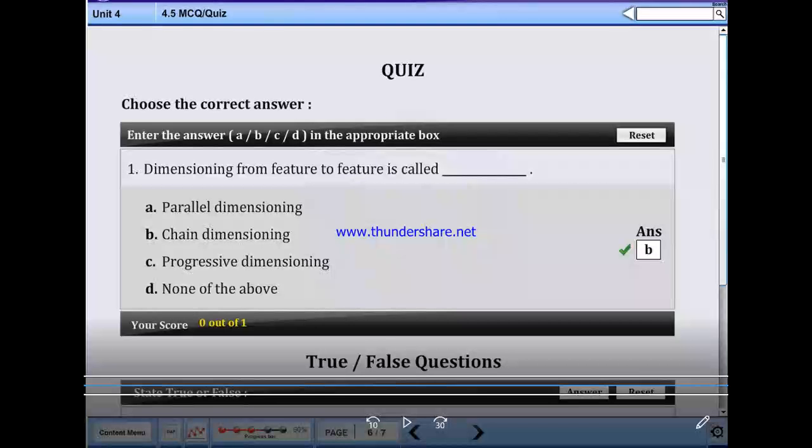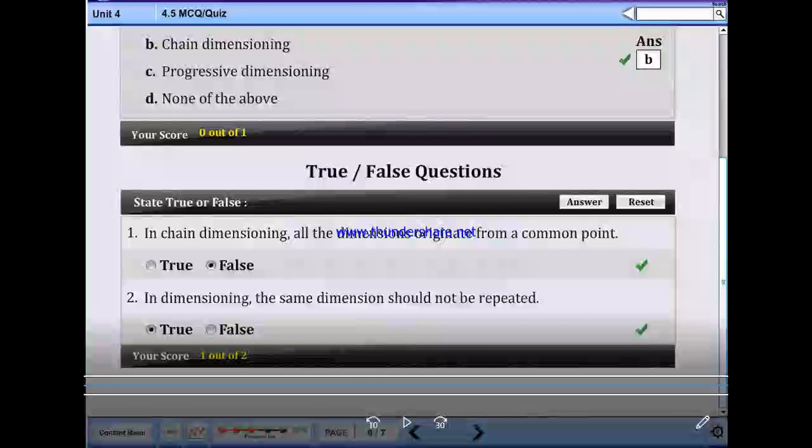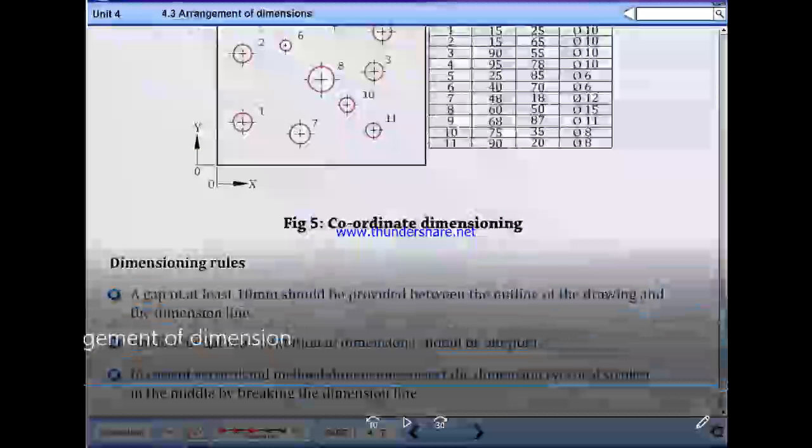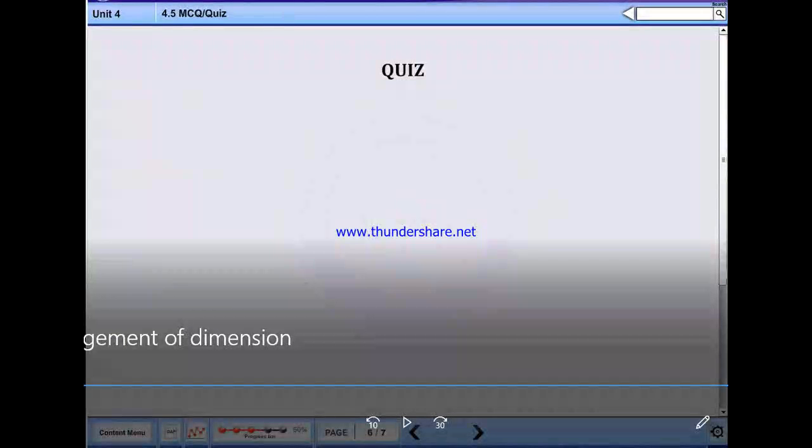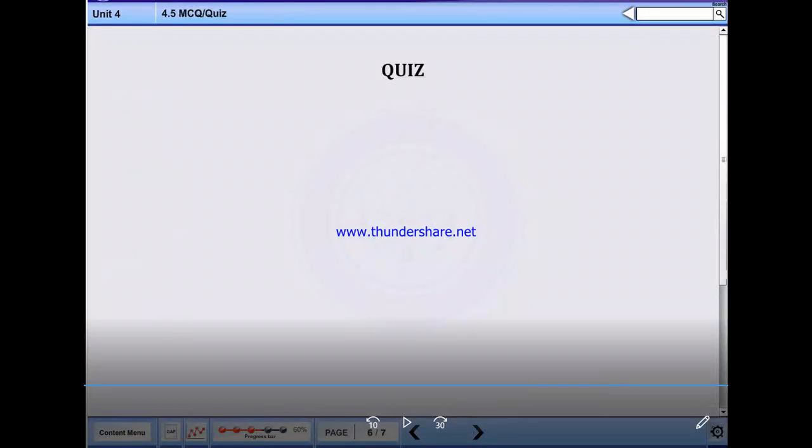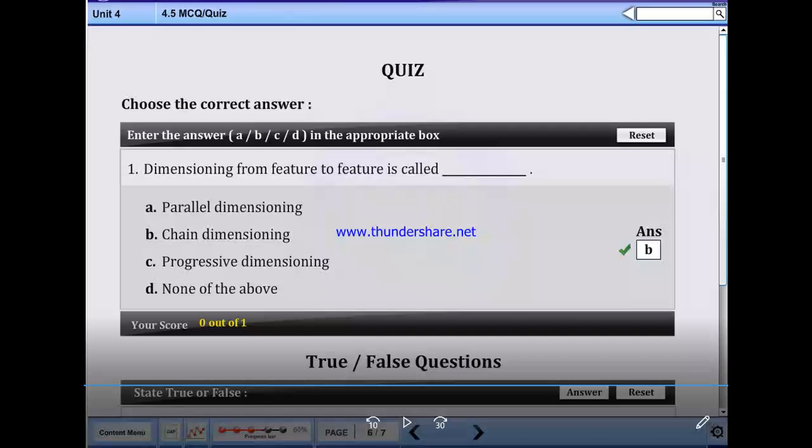Now with this, we will see some quiz questions. First one: dimensioning from feature to feature is called parallel dimensioning, chain dimensioning, progressive dimensioning, or none of the above. The answer is chain dimensioning.